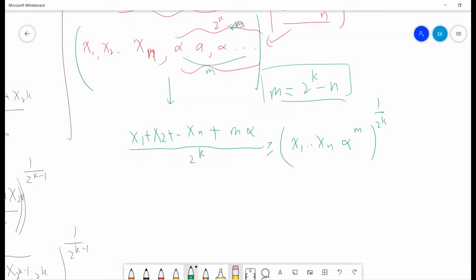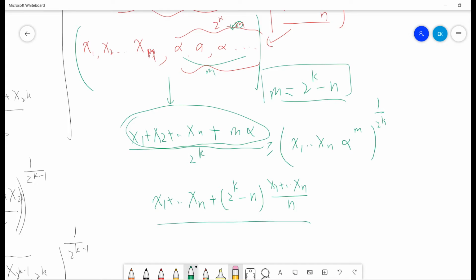Okay, so let's see what we get from here. We get x1 plus up to xn plus (2 to the k minus n) times alpha, divided by 2 to the k. So your left hand side, if you see correctly, will just be this. If you combine these two, then you actually get this.